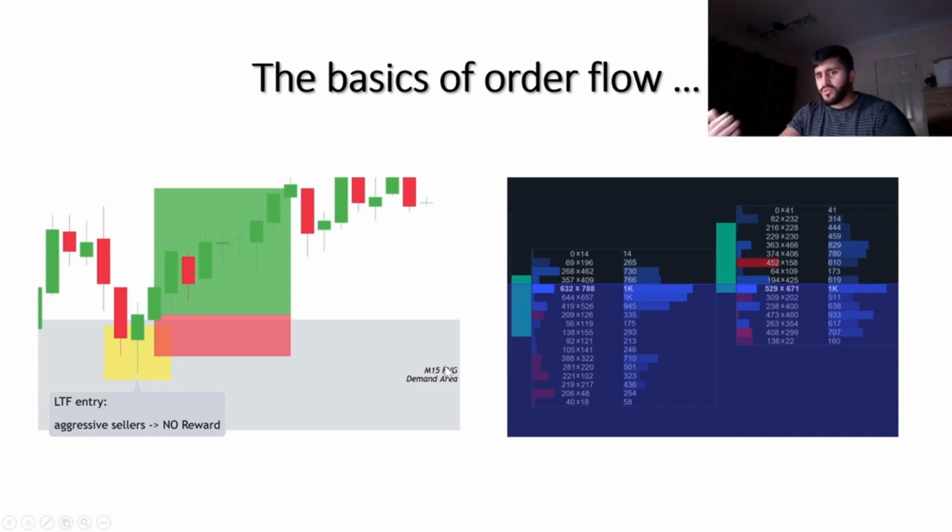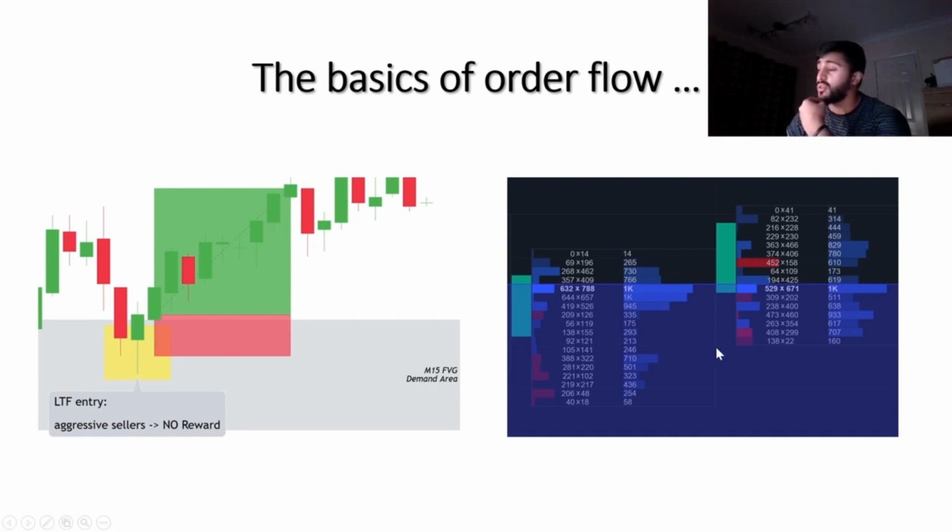Now, when price comes into a demand, we want to be seeing buyers in control because we only want to be buying when there's bigger players, right? We want to be buying when there's bigger players in line with buying. So the way we do that is by understanding lower time frames. So this is a 15-minute entry.